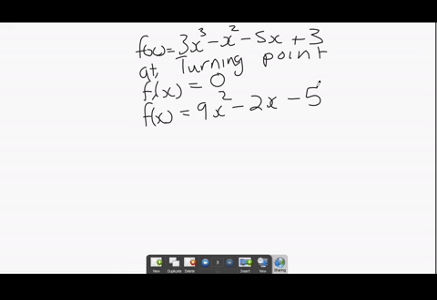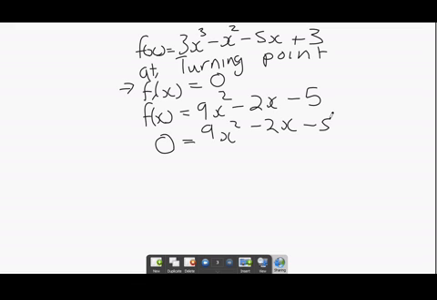Now for us to be able to find the x value, remember f prime of x is equal to 0 at the turning point, and we want to find turning points, so we're going to substitute 0 for f prime of x. Then this gives us 9x squared minus 2x minus 5 equals 0. This is a great opportunity for you to go back and practice your quadratic formula.